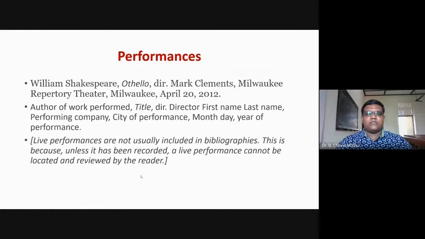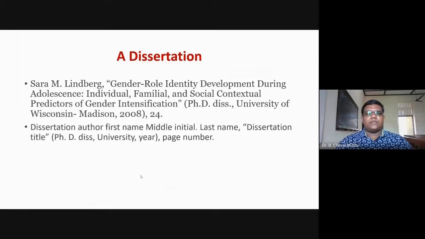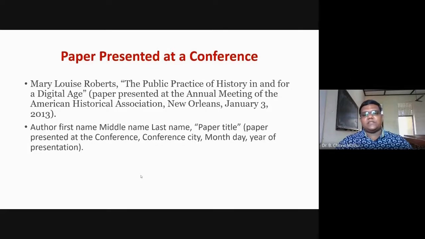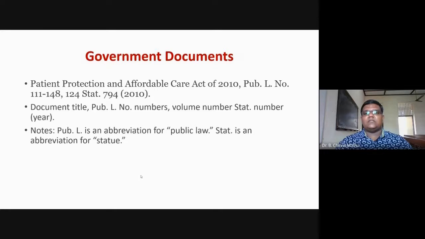Performances are art performances which can still be documented as references and included in the bibliography. When you talk about a dissertation, it can be a PhD, PG, or MPhil dissertation. Everything can be cited appropriately and should be included in the bibliography. Likewise, for a class lecture, details of the class lecture and the date of the lecture should be accommodated in your reference list. A paper presented at a conference should give the details of the exact conference, the city where the conference happened, the date of the conference, and so on. Government documents should again include a clear type of document and which ministry is publishing it. Everything should be included.